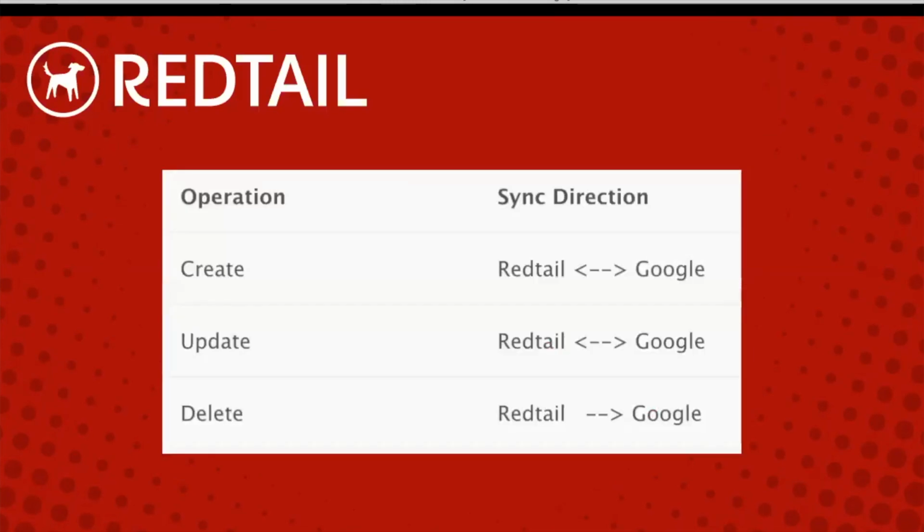And then here's the same breakdown for the calendar. Anything that's created in either Redtail or Google will sync to the other program. Anything that's updated will sync to the other program. And then just like the contacts, as far as deleting goes, Redtail is going to be in charge. So you would have to log into the Redtail CRM in order to delete an activity or delete any information for it to sync to Google then.